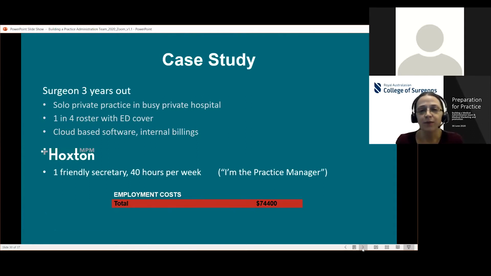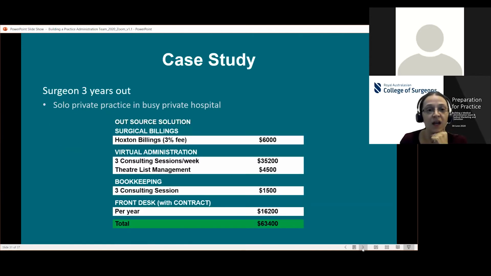I've used the employment costs here of the $25 per hour scenario of $74,000, but in this scenario, she was actually paid a little defensively and certainly higher than that rate. So the cost really was bigger than this, but just giving us a base example. And we compare that to the scenario of outsourcing some of those things.